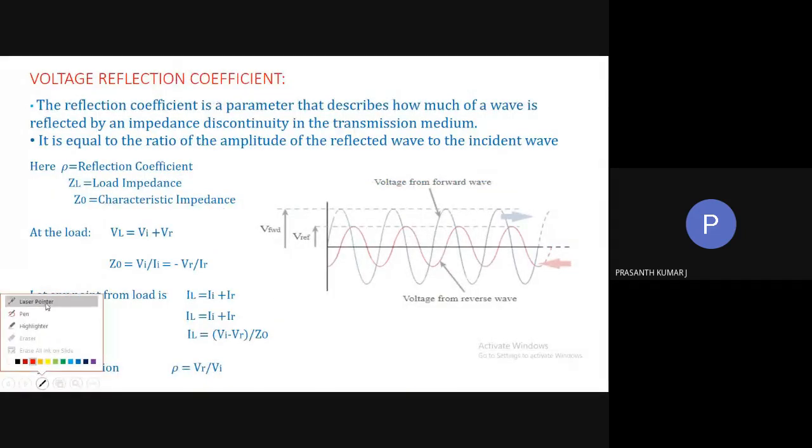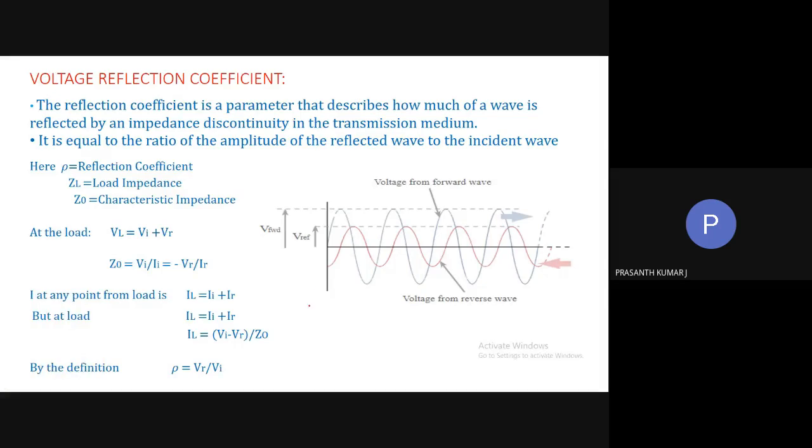Reflection coefficient is mostly used in many applications. So what is this reflection coefficient? First question is, why do reflections occur? Reflections ఎందుకు వస్తాయి ట్రాన్స్మిషన్ లైన్ మీద? ట్రాన్స్మిషన్ లైన్ లో సోర్స్ ఉంటుంది, లోడ్ ఉంటుంది.